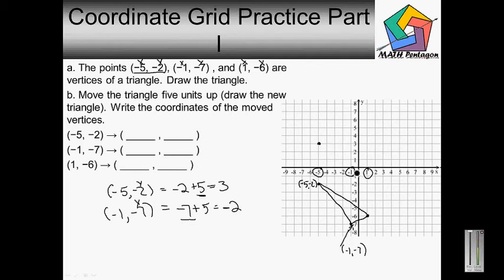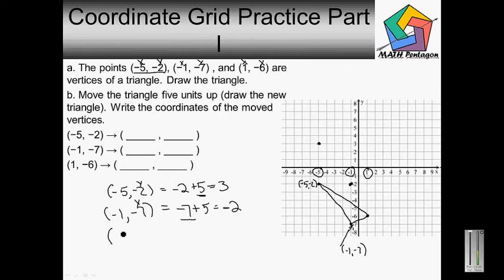So we first find our (-1, -7) coordinate, which is right here, and we move 5 spaces up. 1, 2, 3, 4, 5, and we end up right here at -2. So -2 would be our new y coordinate. Okay, now let's go to the next set of coordinates.